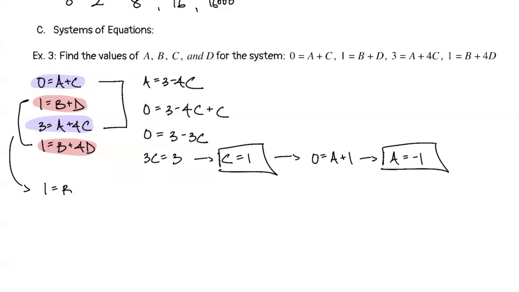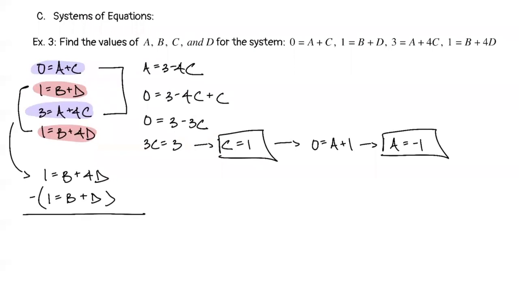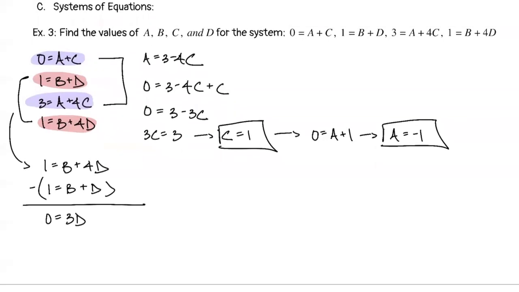And so what I'm going to do is take 1 equals B plus 4D, and I'm going to subtract the other one, 1 equals B plus D. And so I'll get 1 minus 1 is 0, B minus B is 0, 4D minus D is 3D. All right. And so that gives me what as a value for D? Exactly. We get D equals 0.